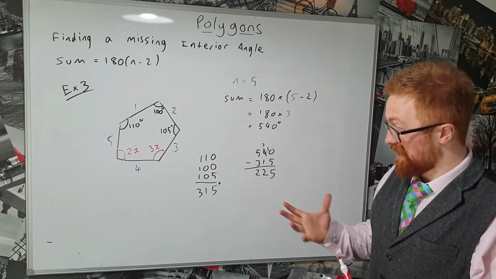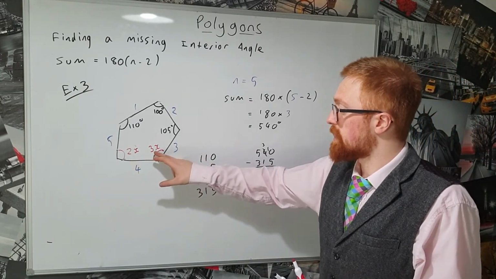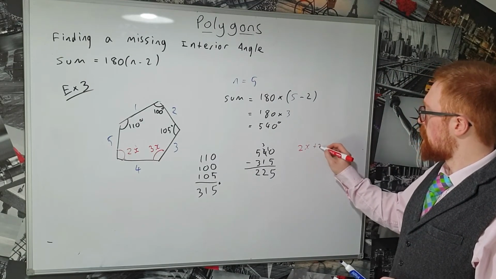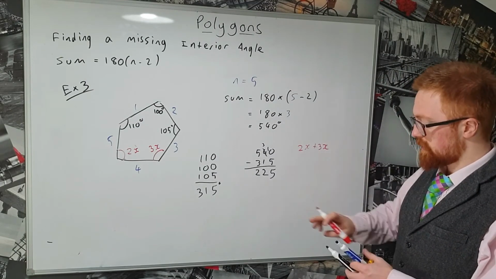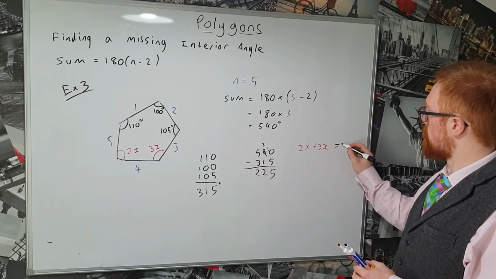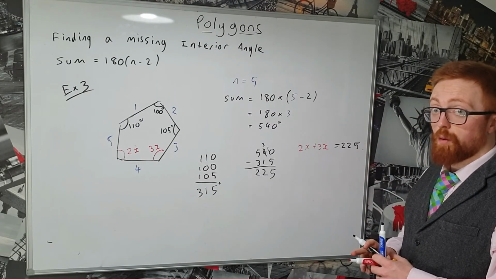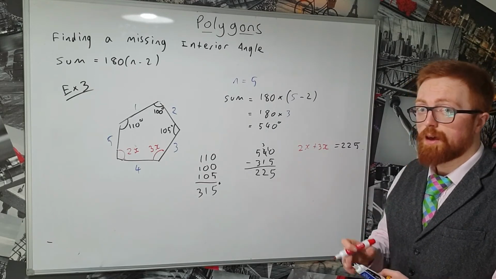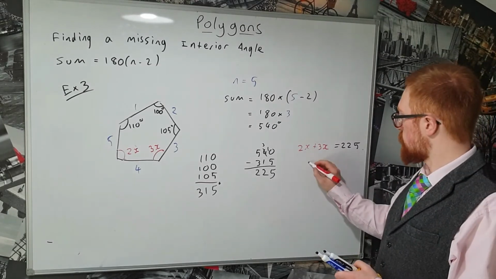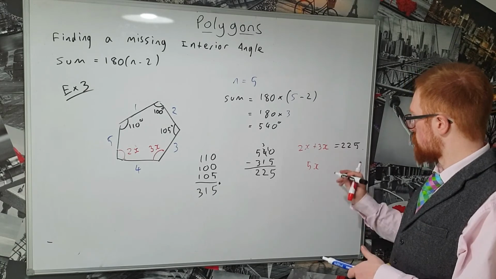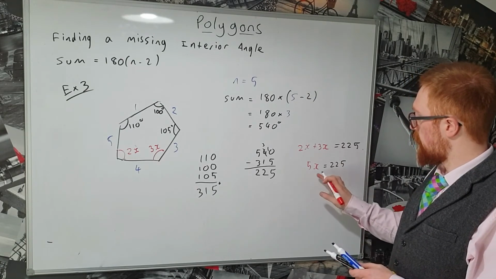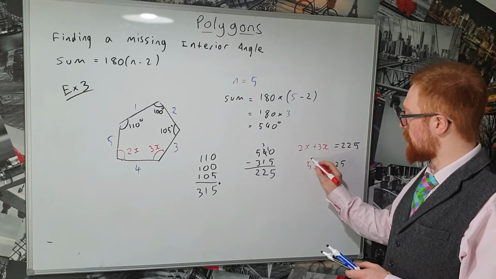So what we need to do, let's write that down. 2x and 3x, if we add those together, it has to give us 225. Now we can do a little bit of simplification here. 2x plus 3x gives me 5x, correct? Okay, and then we want to get x on its own, which means we need to get rid of this 5.